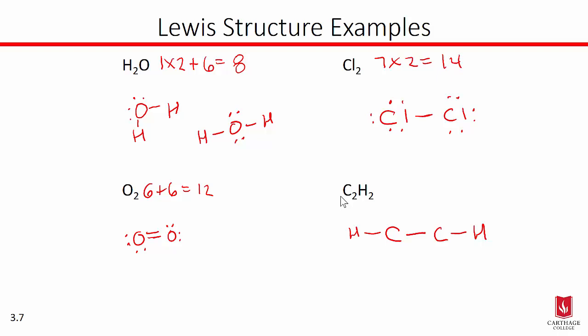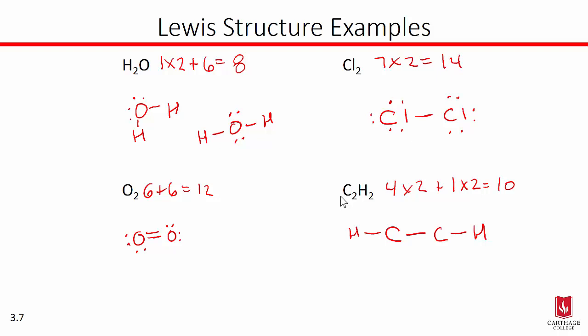So to count here, I forgot to do my counting first. We have 2 carbon atoms. Each carbon atom has 4 electrons around it. I also have 2 hydrogen atoms. Each hydrogen atom has 1 electron. So 2 times 4 is 8, plus another 2 gives me 10. So I have 10 electrons total around this molecule. By drawing my backbone here, I have 2, 4, 6 electrons drawn. 10 minus 6 gives me 4. I have 4 left that I can draw.